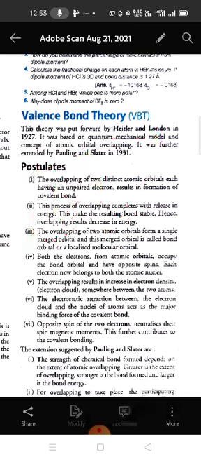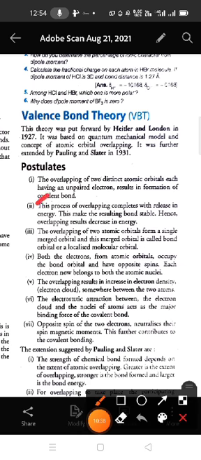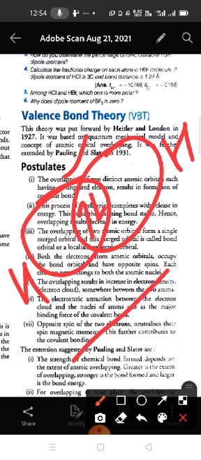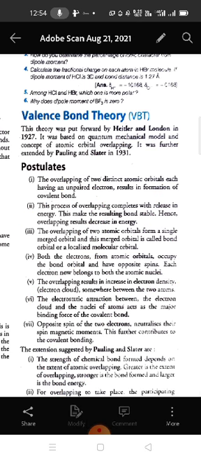Next postulate, the overlapping results in an increase in electron density somewhere between the two atoms. So you can see the electron density increases in the middle of this bond. Okay, this is the bond between H and H, and the electron density will be greater in the middle of this bond.